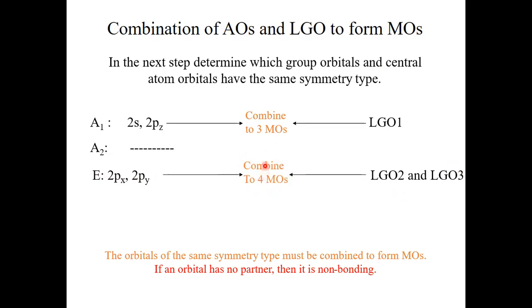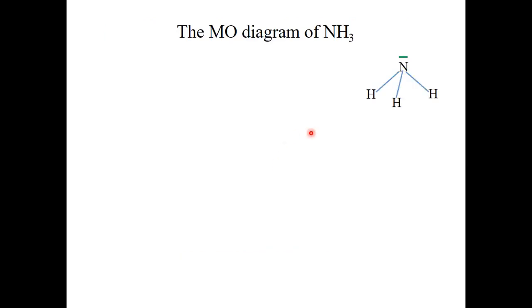Now, because we have combined doubly degenerate orbitals with each other, the 4 molecular orbitals must also be doubly degenerate. And that means that we will form 2 doubly degenerate bonding molecular orbitals and 2 doubly degenerate antibonding molecular orbitals. This information is included in that symmetry type, and it's very helpful to construct molecular orbitals in the following.